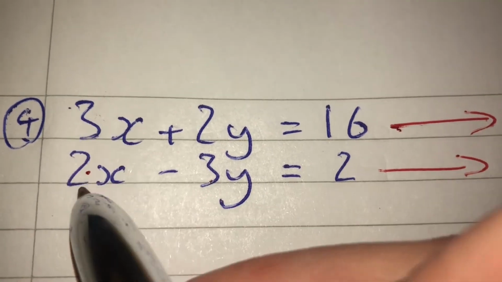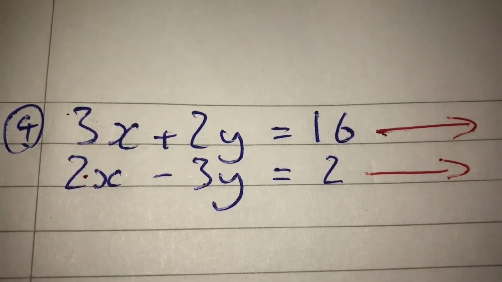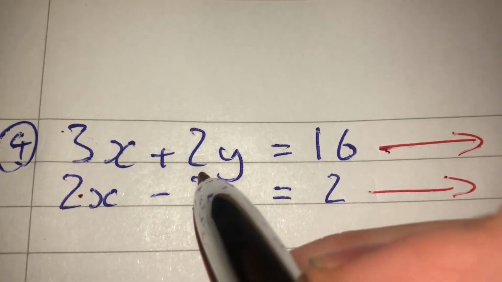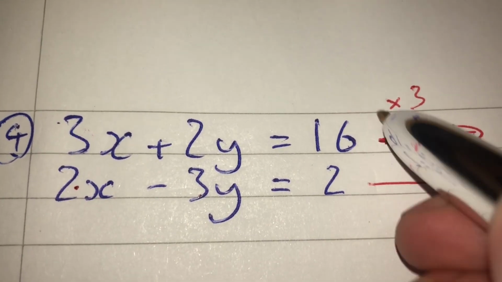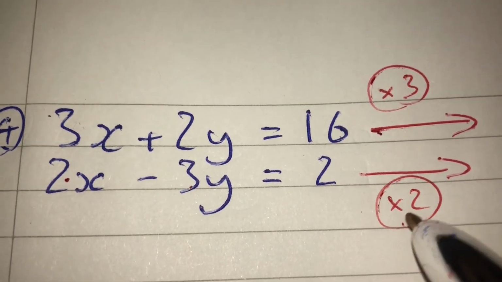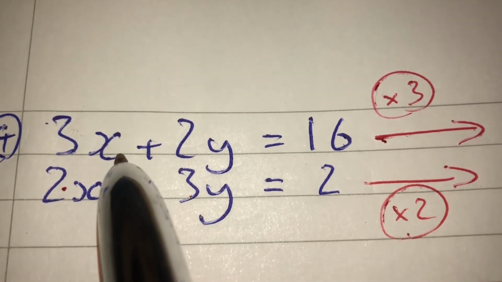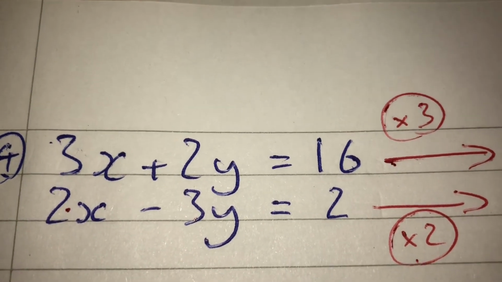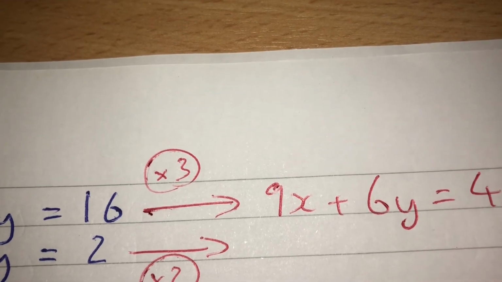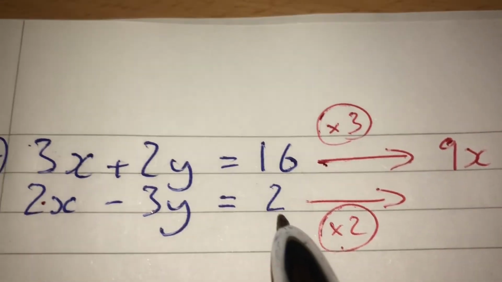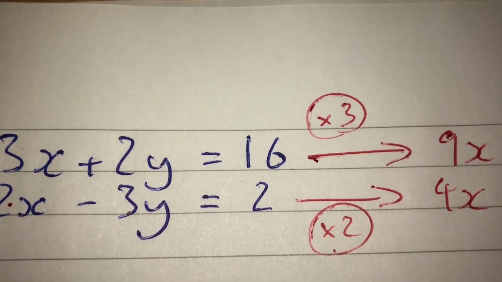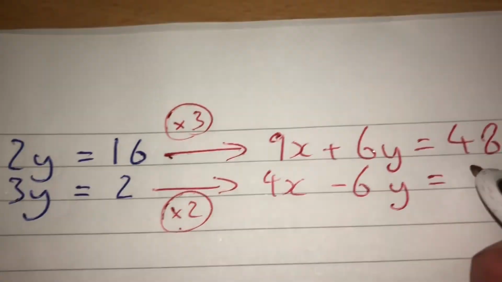I could do the same with that. It would just change the order in which I multiply. So if I want to change this into a 6y, I multiply this by 3. If I want to change this into a 6y, I multiply it by 2. So we'll start with the top equation multiplied by 3. So that becomes 9x plus 6y equals 48. Okay. The bottom equation is multiplied by 2, so I get 4x minus 6y equals 4.